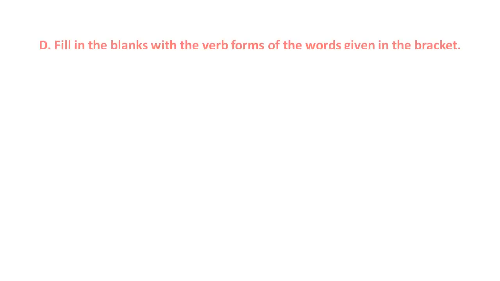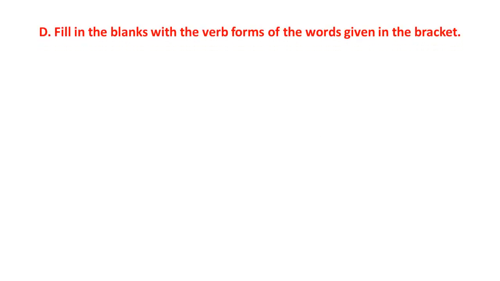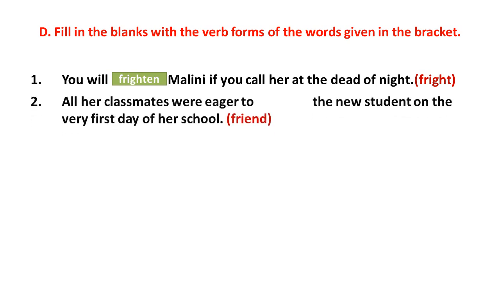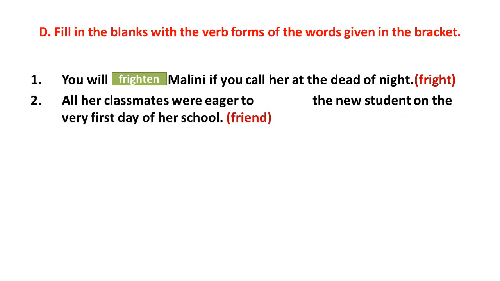Next is D exercise. Fill in the blanks with the verb forms of the words given in the bracket. First one, you will dash Malini if you call her at the dead of night. Here, fright is the word given in the bracket. So what is the verb form of fright, children? Yes, it is frighten.